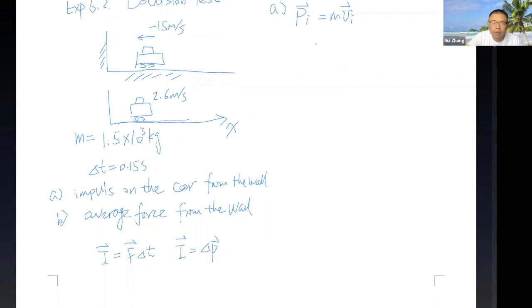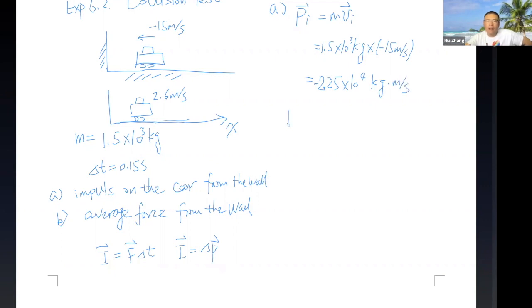So it'll be 1.5 times 10 to the third kilogram times negative 15 meters per second. Just calculate this. 15 times 15 is 225, so if you put it with 2 decimal places, it'd be 10 to the fourth. So it'd be 2.25 times 10 to the fourth kilogram times meter per second, with a minus sign here.